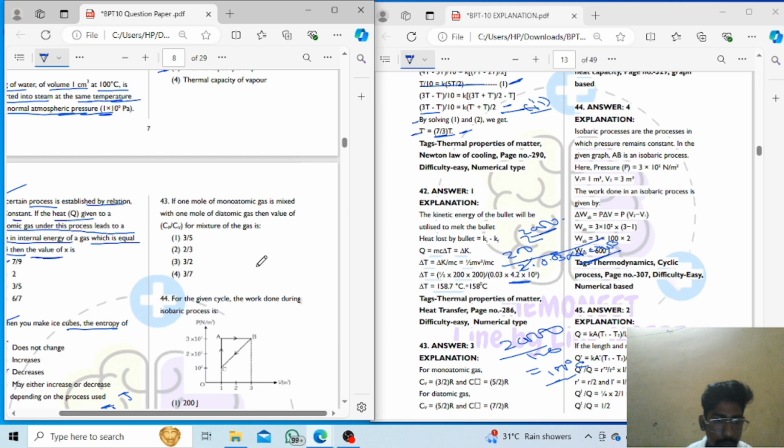So for the mixture, Cp will become 5 by 2 R plus 7 by 2 R, which is equal to 6R, and Cv will become 3 by 2 R plus 5 by 2 R. Right? So Cp by Cv equals 3RT by 2RT, that will become 3 by 2, which means 1.5. That means option number 3 is the correct option here.